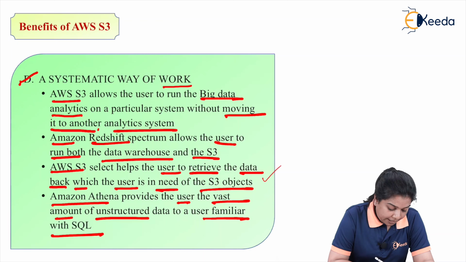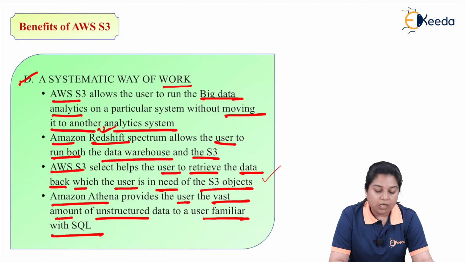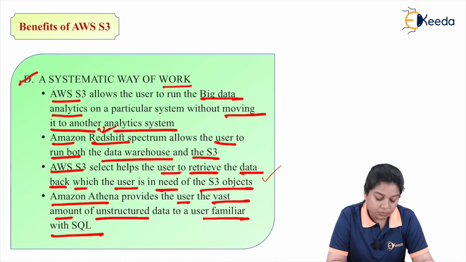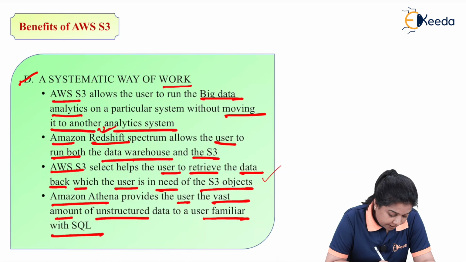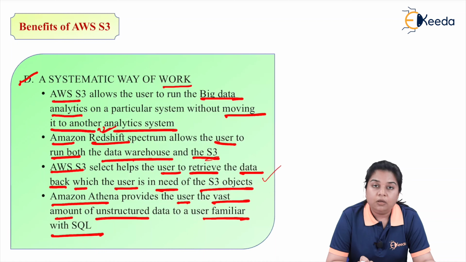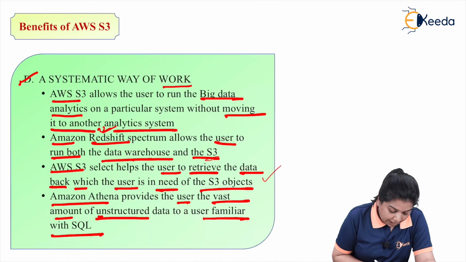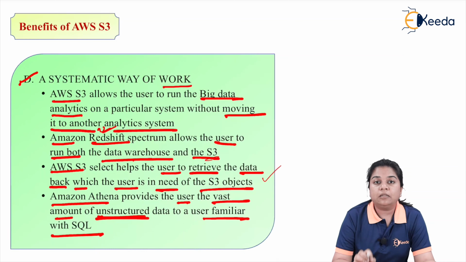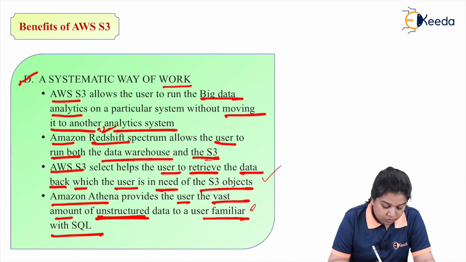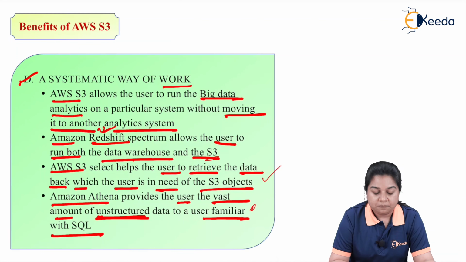Then Amazon Redshift, now as we know that data warehouse and S3 run simultaneously, this Amazon Redshift allows data warehouse and S3 to run both. And also Amazon Athena helps to access the large amount of unstructured data for a user familiar with SQL.